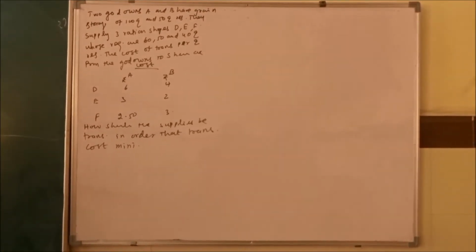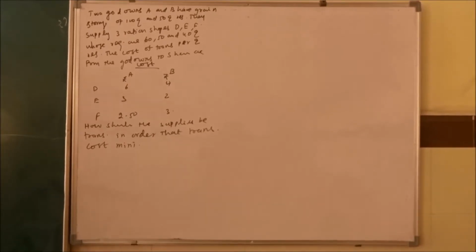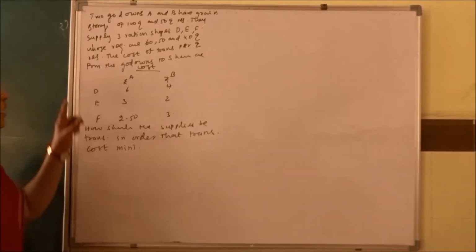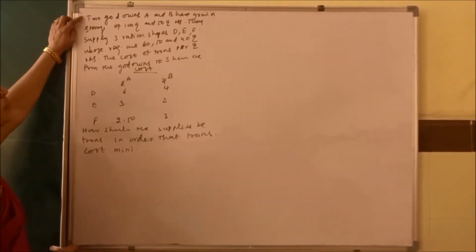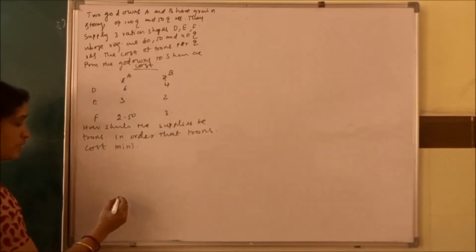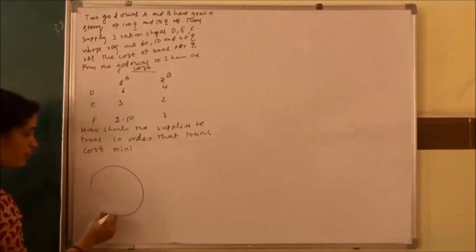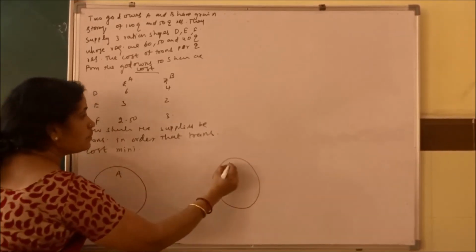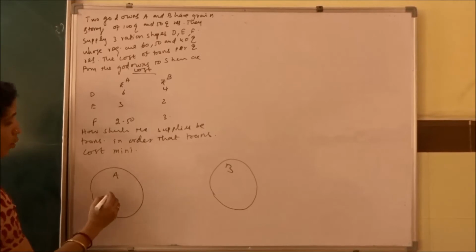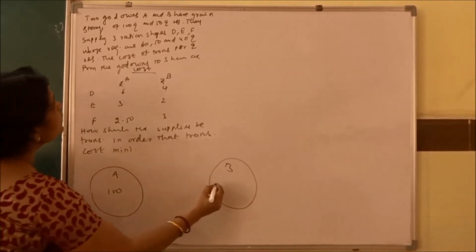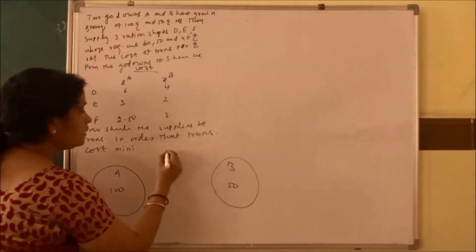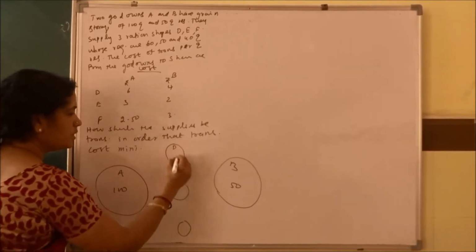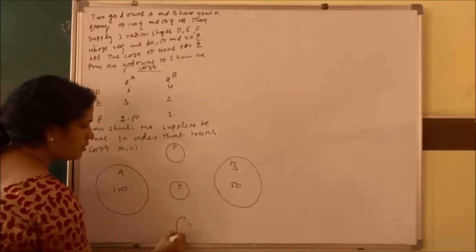Now very clearly listen to what I am saying here. There are three godowns. Sorry, there are two godowns, A and B. They have stocks of 100 quintal and 50 quintal. And they supply three shops D, E, F. This is D, this is E, and this is F.